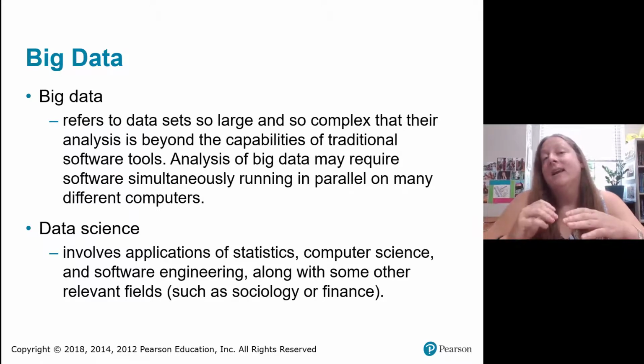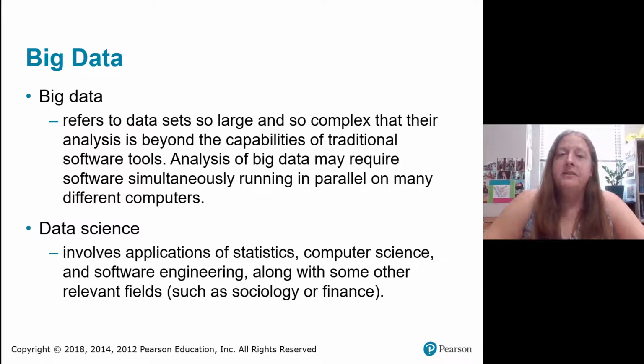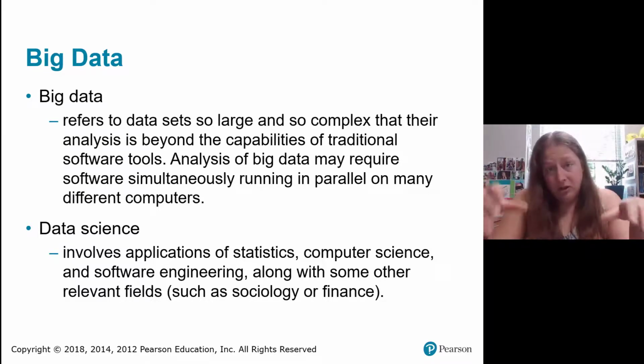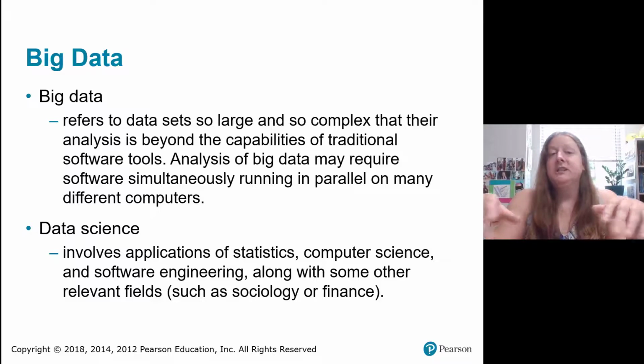Another term that has data in it that you've probably heard floating around at different points is data science. You might even know a person who considers themselves a data scientist. What data science does is it combines statistics, computer science, and software engineering, along with different applications like sociology and finance, brings these fields all together to study problems and suggest solutions for them.